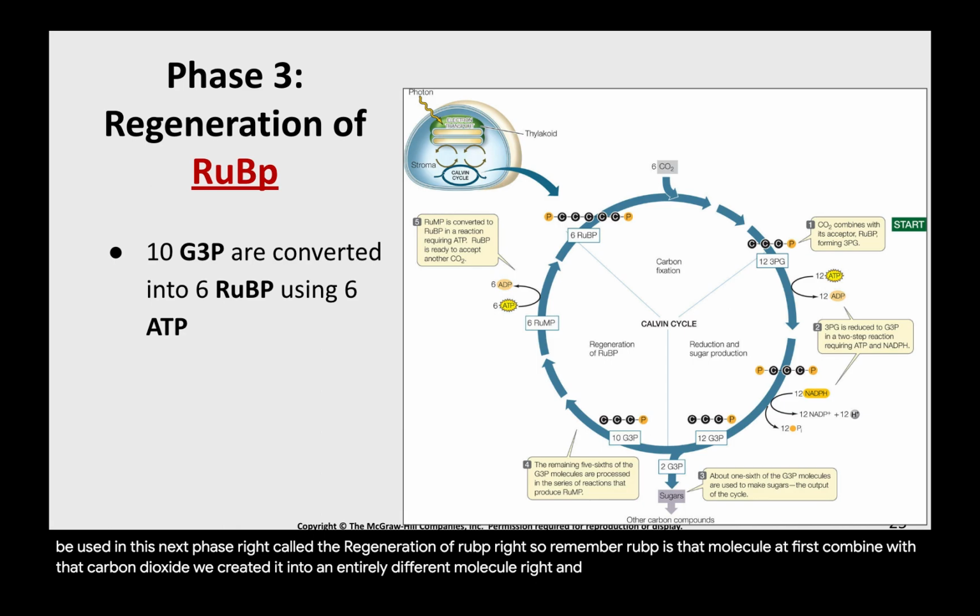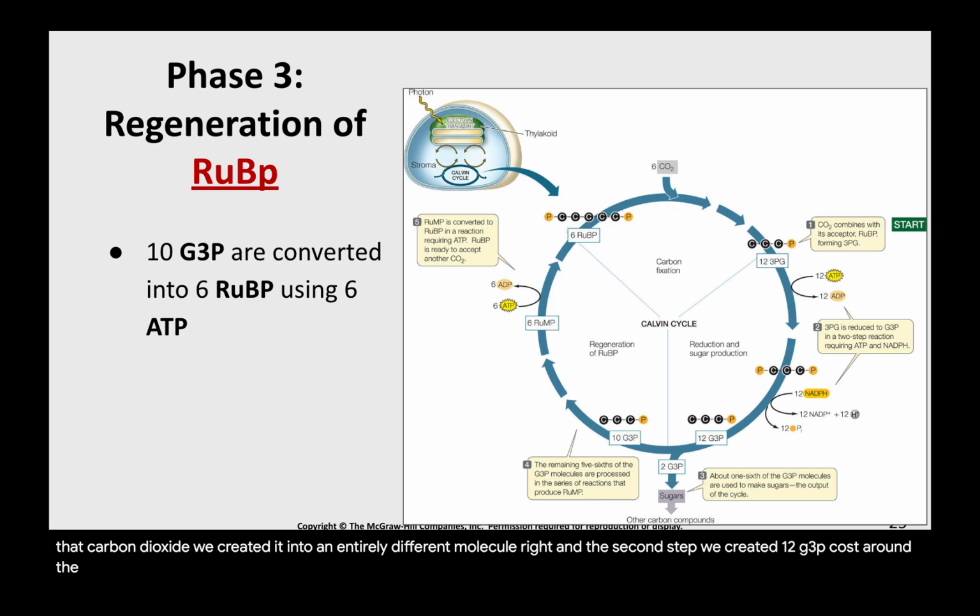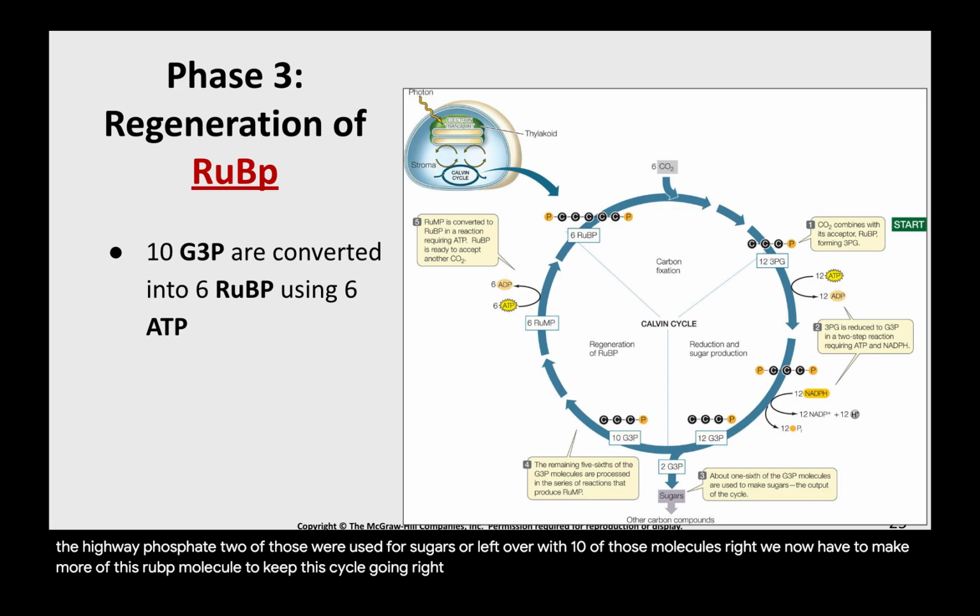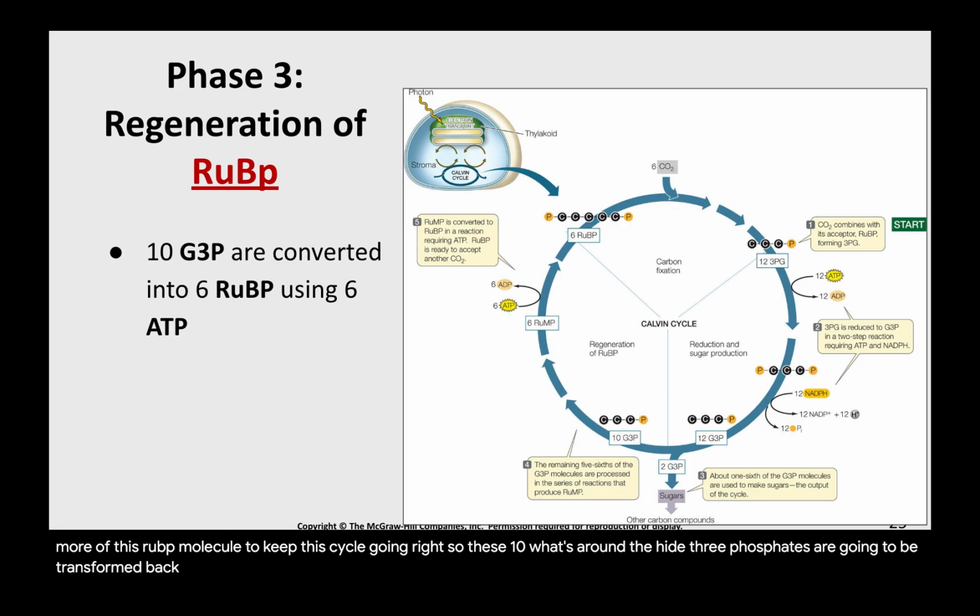In this second step, we created 12 G3P, glyceraldehyde 3-phosphate. 2 of those were used for sugars. We're left over with 10 of those molecules. We now have to make more of this RUBP molecule to keep this cycle going. So these 10 glyceraldehyde 3-phosphates are going to be transformed back into 6 RUBP, and in the process, using even more energy. So we're using energy in this stage as well.